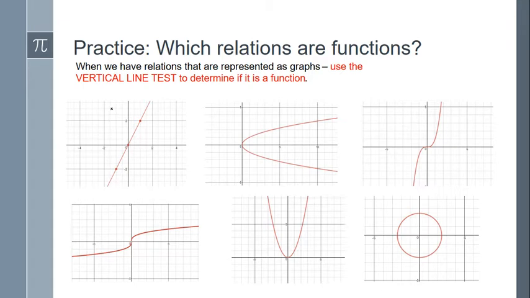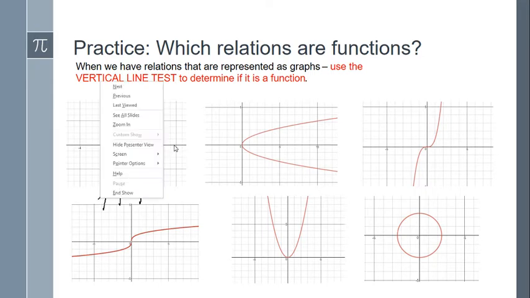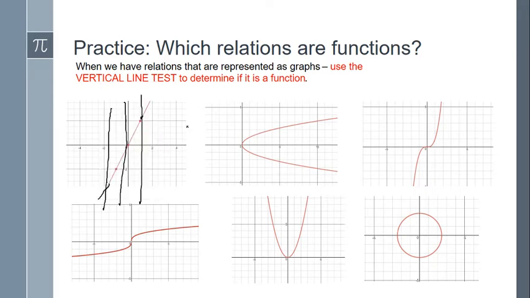So here we have the graph of a line. And notice that any vertical line, pretend these black lines I'm drawing are perfectly vertical. I could draw an infinite number of them, but any one that I could draw is only going to intersect this graph in one spot, never more than one spot. So the graph of this line here is a function.